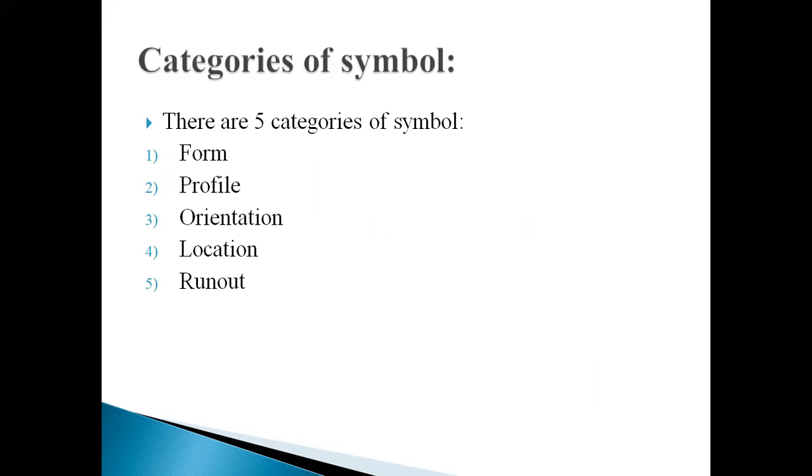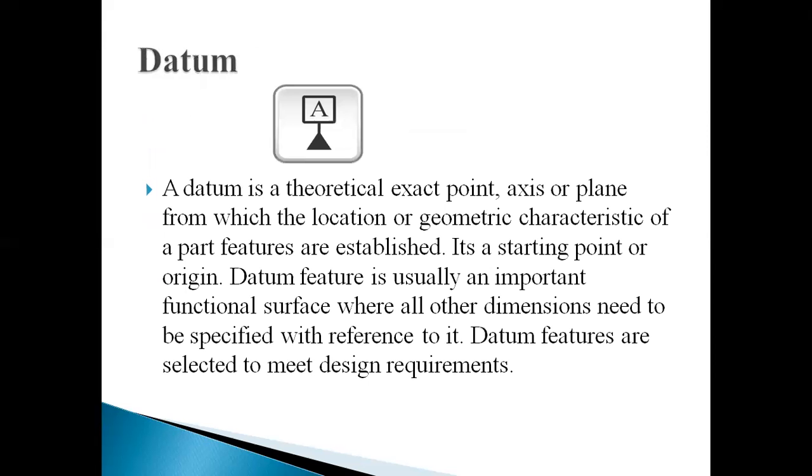There are five categories of symbol. First one is the form. Form controls straightness, flatness, circularity and cylindricity. Second one is the profile. Profile controls line of profile and surface of profile. Third is orientation. Orientation controls angularity, perpendicularity and parallelism. Fourth is location. Location controls position, concentricity, and symmetry. Fifth one is the runout. Runout controls total runout and runout.